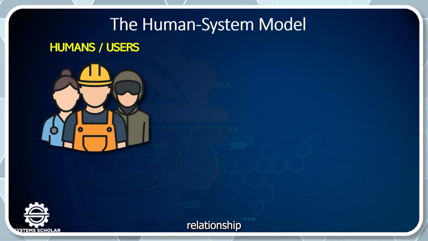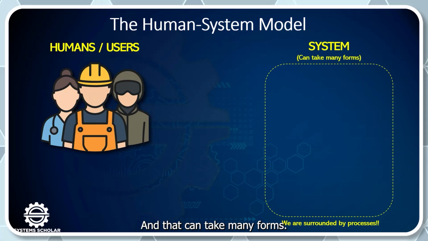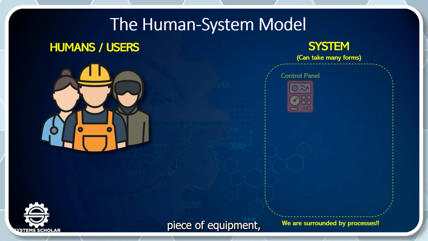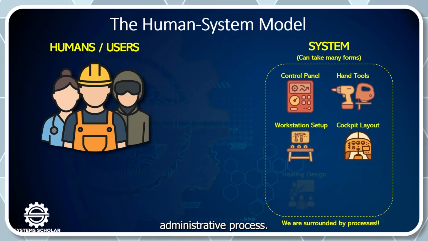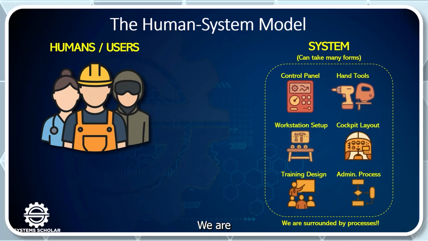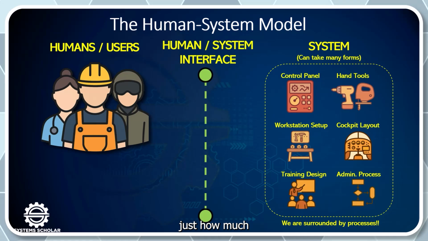The other side of this relationship is the system itself, and that can take many forms. It might be a piece of equipment, a software interface, a physical workspace, or even an administrative process. We are really surrounded by systems and we interact with them all the time, often without realizing just how much they shape our performance and our safety.